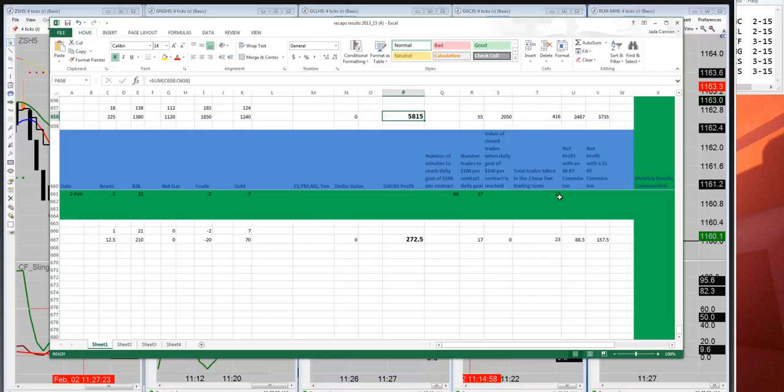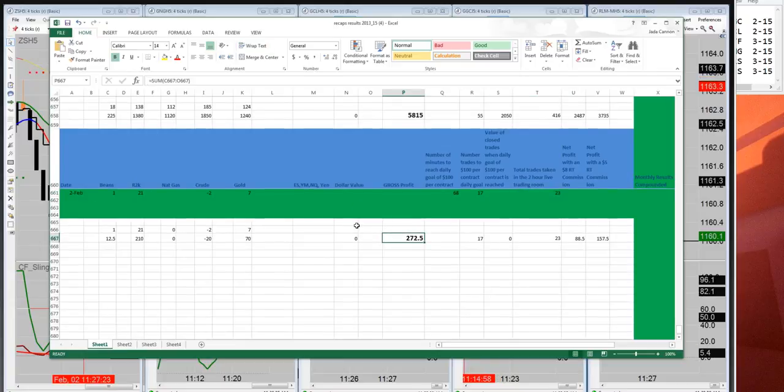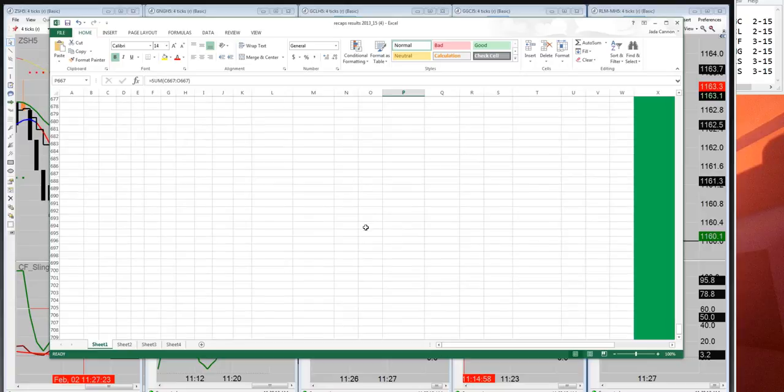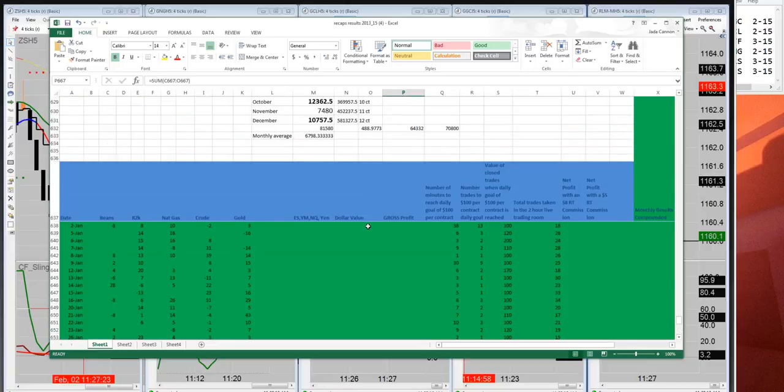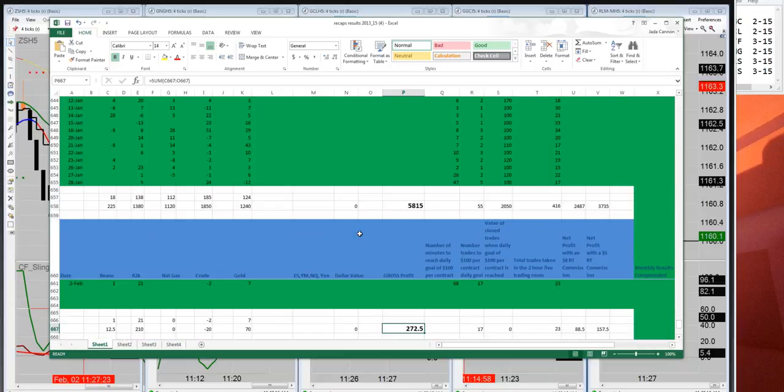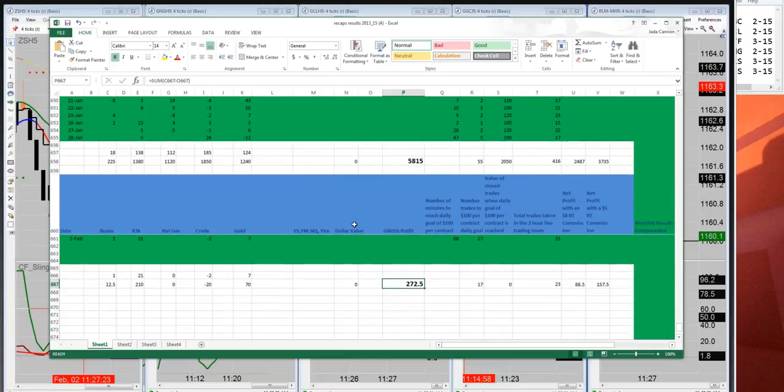We took 23 trades today. Okay, 23 trades total today. So we were up $272.50 per contract on 23 trades. Uh-oh, and I lost my annual thing. Gosh darn it. Okay, I need to make a new spreadsheet. But we're up $272.50 so far in the month of February.